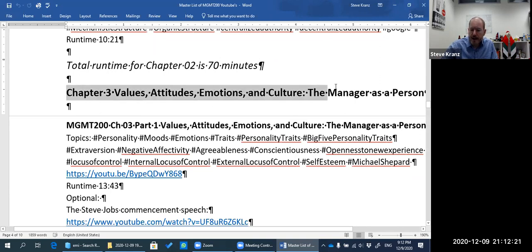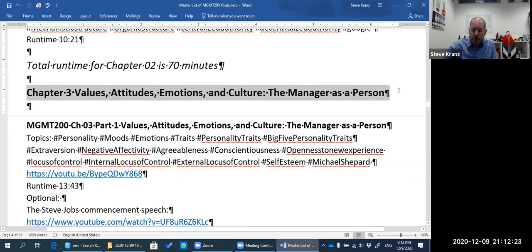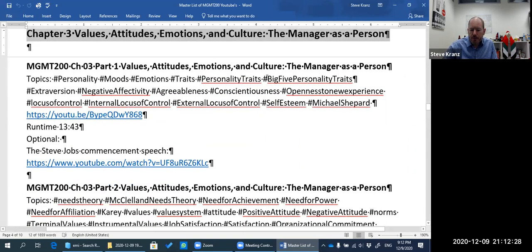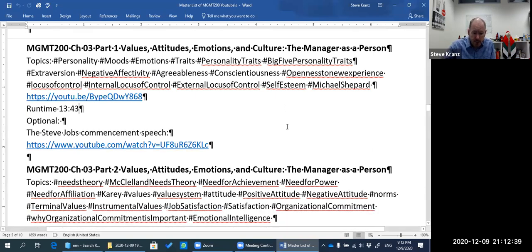Chapter 3: values, attitudes, emotions, and culture. The manager as a person. The book has a love affair with the Big 5 personality traits. I don't. You might have a question on it, but it'll be one question at most, and I just wouldn't worry about it.